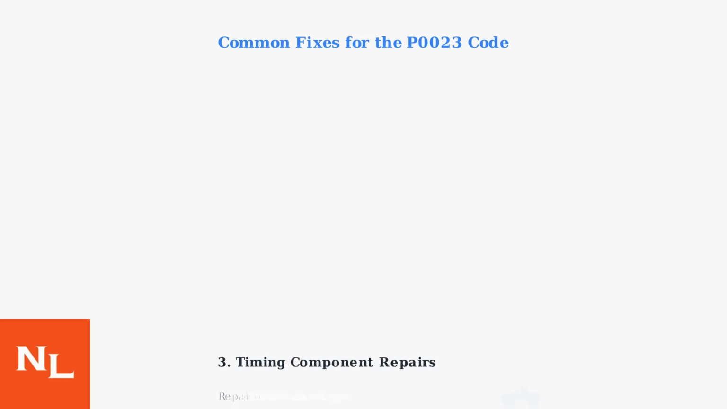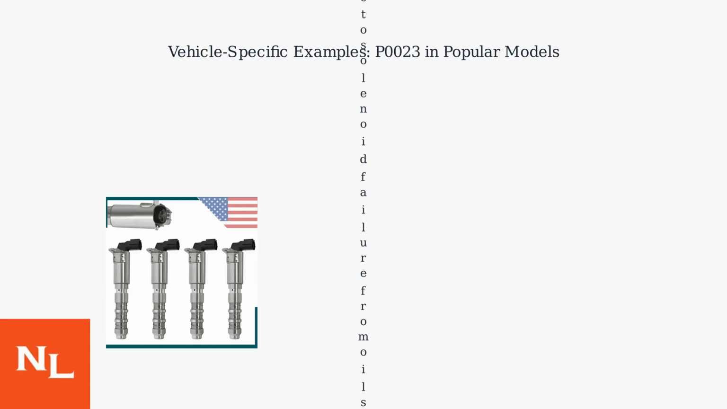For more severe cases involving mechanical issues, timing components like the chain or tensioner may need repair or replacement. This is a costly fix but prevents further engine damage from worn timing systems. Regardless of the fix, always refer to manufacturer-specific service bulletins for your vehicle model to ensure correct procedures and avoid warranty issues. The P0023 code appears in various vehicle models with specific common causes.